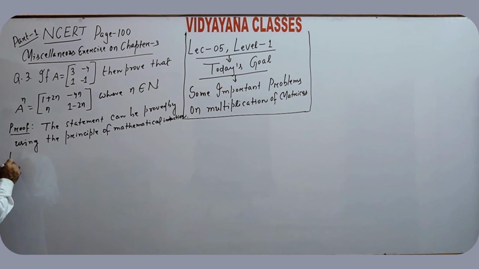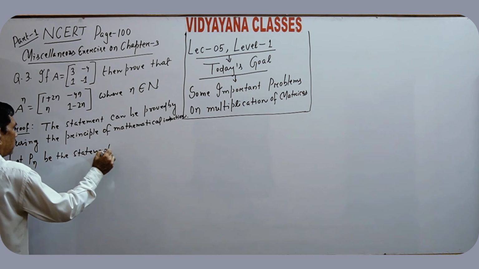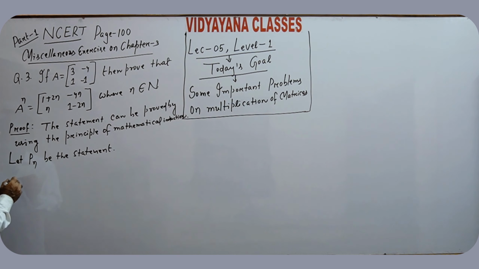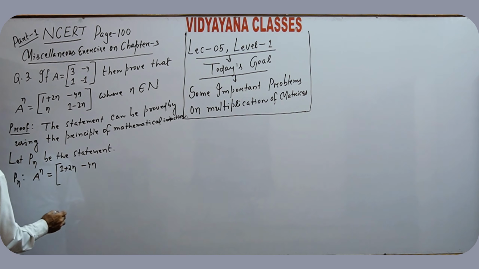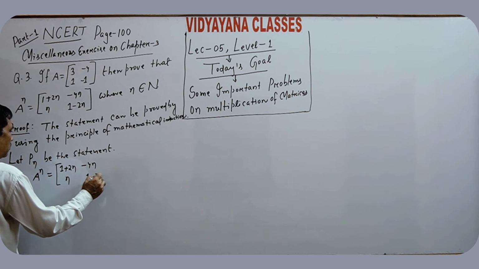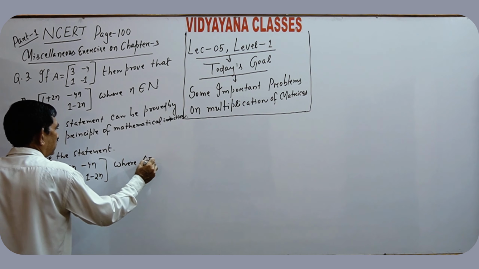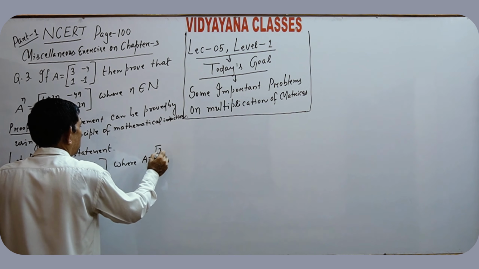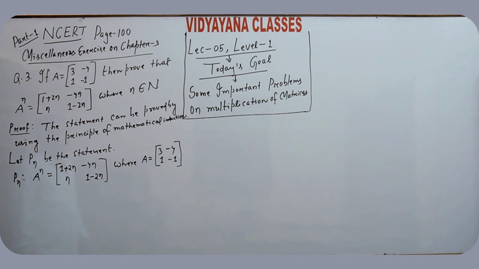Let Pn be the statement, so that A to the n is a matrix having elements 1 plus 2n, minus 4n, n, 1 minus 2n, where A is a matrix having elements 3, minus 4, 1, minus 1. It is given.